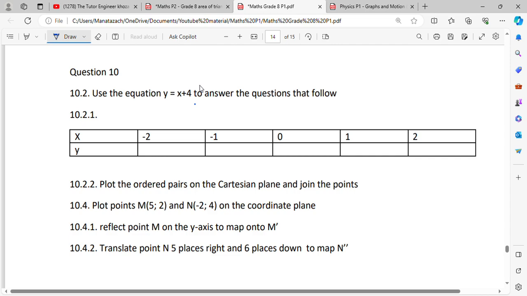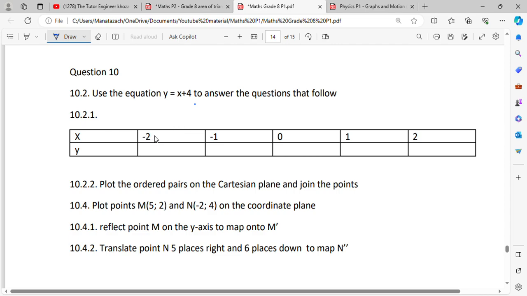Today we'll be doing grade 8 maths paper 1 focusing on graphs. So let's start with today's lesson. Use the equation y is equal to x plus 4 to answer the questions that follow. So let's first start by populating this table.